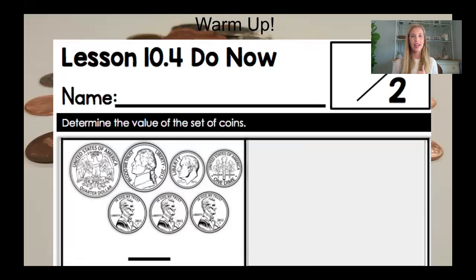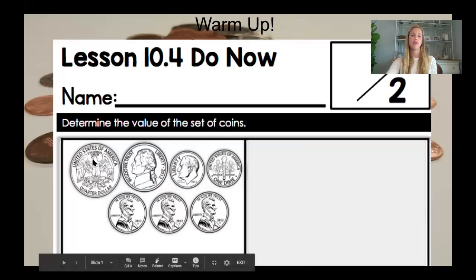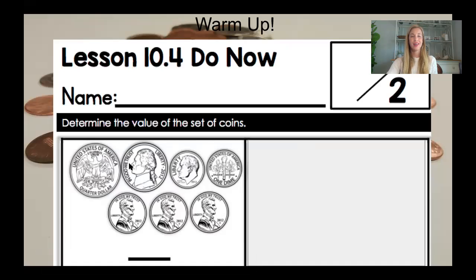All right, welcome back. I'm so glad that you solved that warm-up. So I went ahead and solved it as well. The way that I did that is I started with the largest amounts, and then I grouped and added up the rest of the coins. So I started with my 25 cents. And then I actually noticed that if I add a nickel to 25 cents, that's 5 more cents.